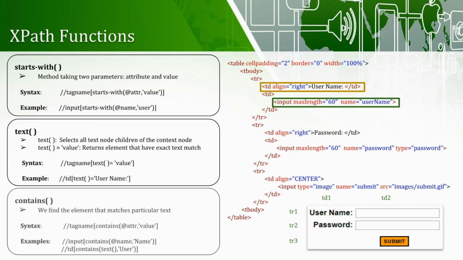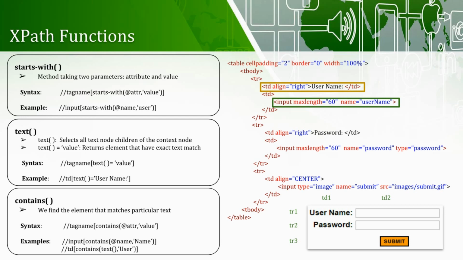The last function is contains. We find the element that matches particular text. Contains method takes two parameters. Basically, it means that first parameter contains the second parameter. When this condition is satisfied by any element on the web page, we get that element as the output. The syntax says as /tag name contains @attribute value. So the attribute contains the value. If that is true, you will be able to find the corresponding element that matches this condition.